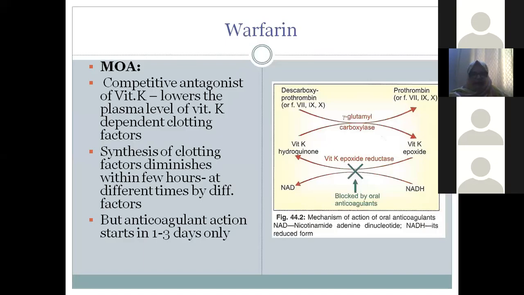Oral anticoagulants: warfarin. Warfarin is a competitive antagonist of vitamin K and lowers the plasma level of vitamin K dependent clotting factors. Vitamin K dependent clotting factors are 2, 7, 9, and 10. You know that they are important in both pathways: 7 is for the extrinsic and 2, 9, and 10 for the intrinsic. Synthesis of clotting factors diminishes within a few hours, at different times for different factors, but anticoagulant action starts within 1 to 3 days. This anticoagulant action is about warfarin.